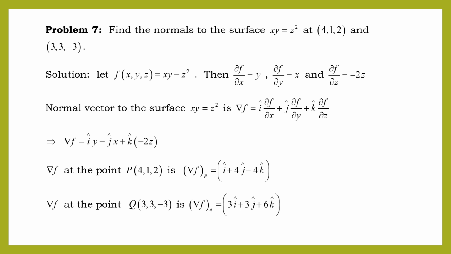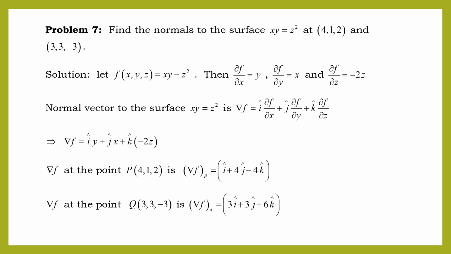If f(x, y, z) = xy − z², then ∂f/∂x = y, ∂f/∂y = x and ∂f/∂z = −2z. Now the gradient of this particular function is ∇f = i ∂f/∂x + j ∂f/∂y + k ∂f/∂z. If we substitute the values of the partial derivatives here, we obtain ∇f = i y + j x + k (−2z).